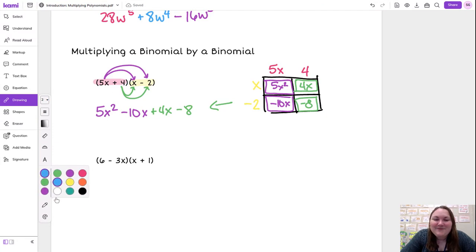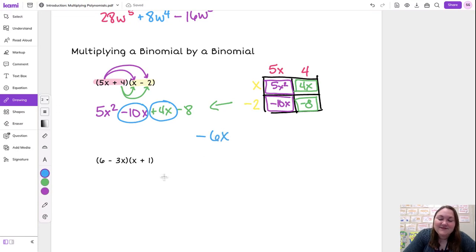For our final step though, we need to simplify. Both of these, there are two things you can combine, and that's these two x's here. Negative 10x plus 4x is negative 6x. So our final answer is 5x squared minus 6x minus 8. For multiplying binomials by binomials, you have options. So if you like distributing, you can do it this way. If you like seeing those 4 multiplication problems, you can do it this way. And like I said in the past, some people like the box method, even though it's new, because it can sometimes be hard to tell what you need to multiply over here.